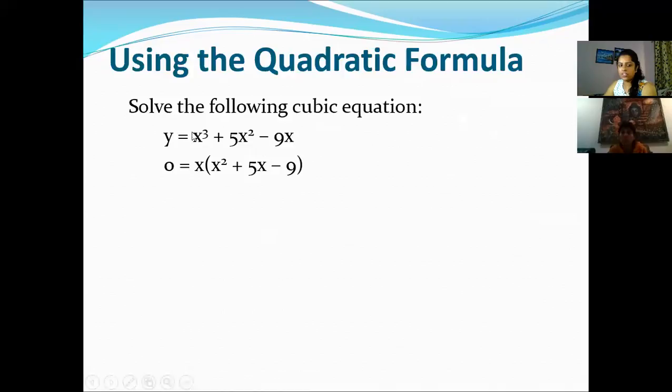So I've given you the equation y is equal to x cube plus 5x square minus 9x. Sorry, let me complete this. So taking x as a common factor, x square plus 5x minus 9. So I've got a quadratic equation here.